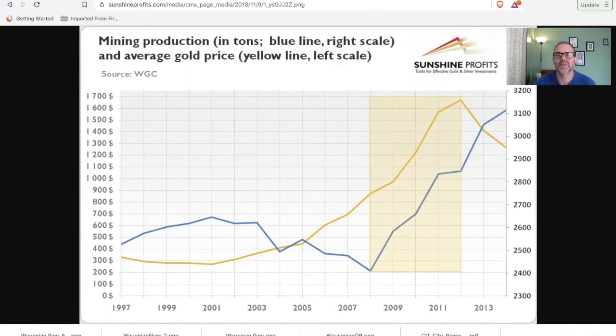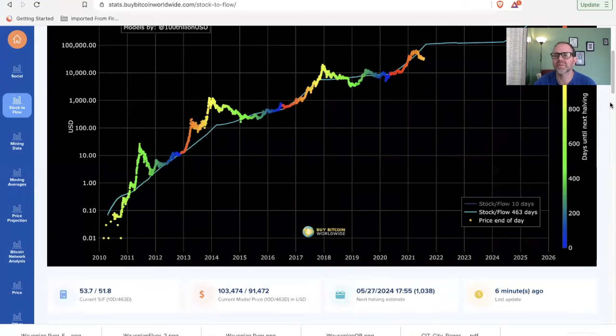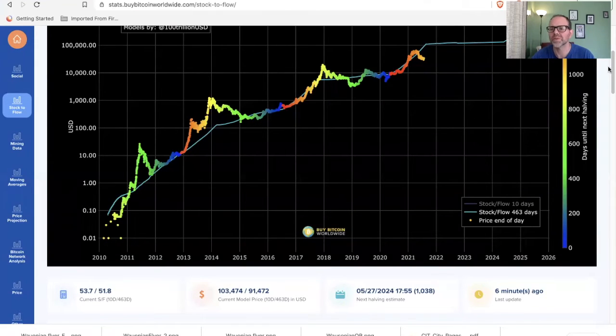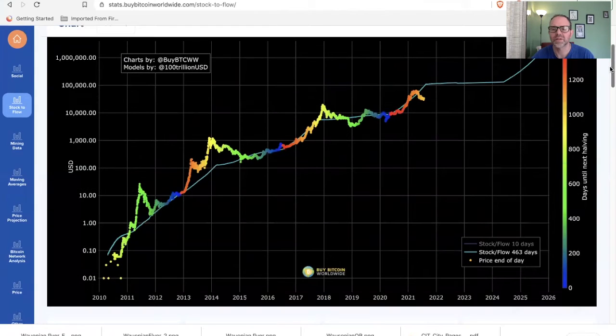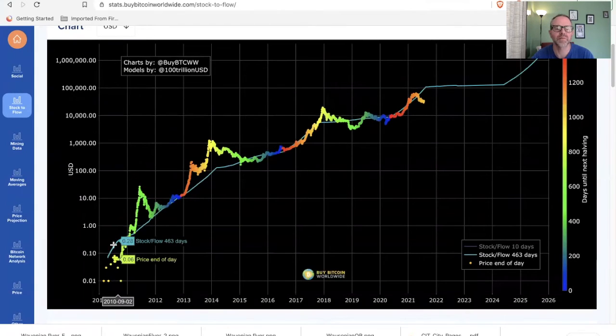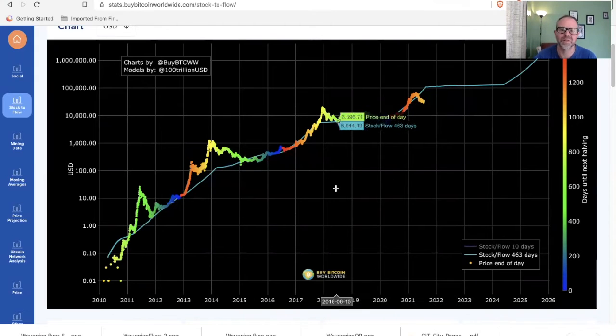So what about Bitcoin? Let's go back to Bitcoin here because this is pretty interesting. Yeah, so you can see here, this is from the very, very start of Bitcoin. It was worth next to nothing. And you can see the stock to flow going up and up and up. The ratio keeps improving. And that line, that's some really tight correlation.